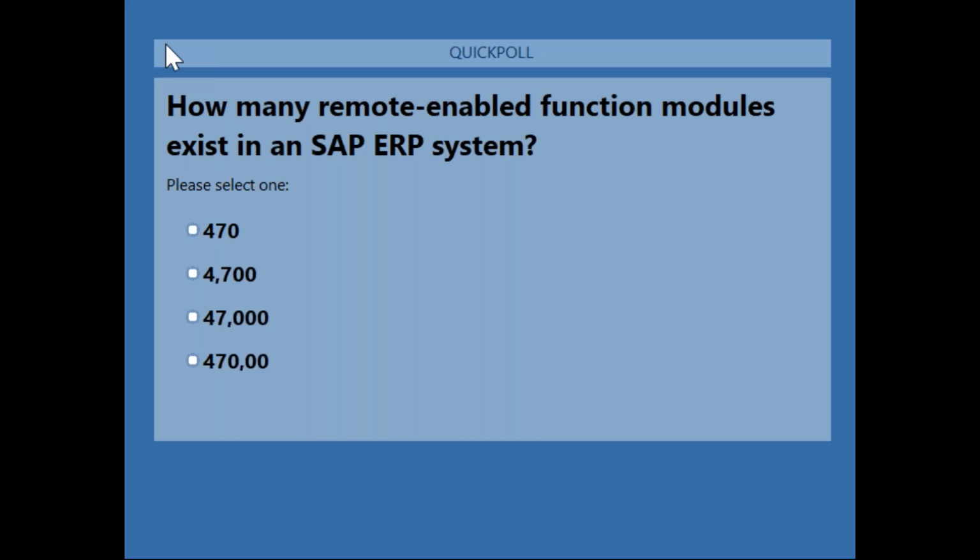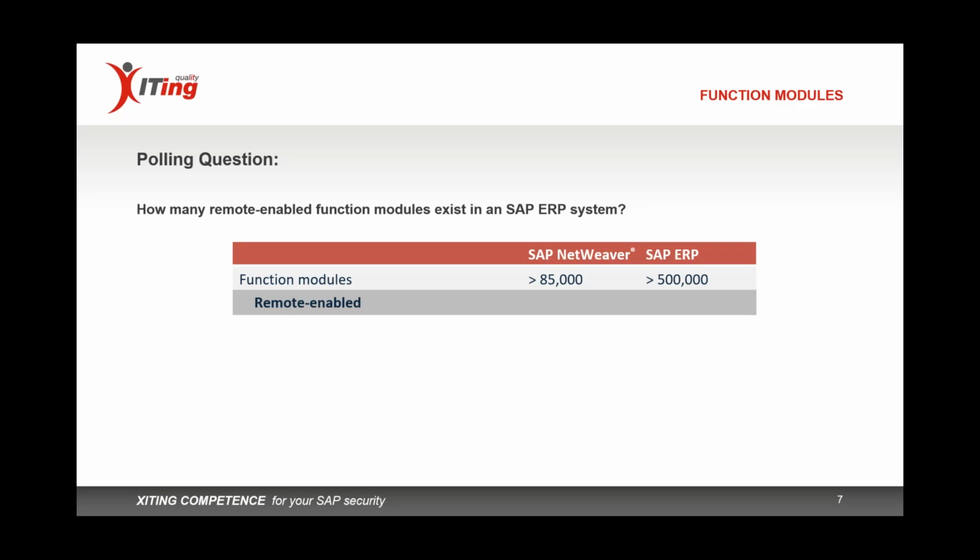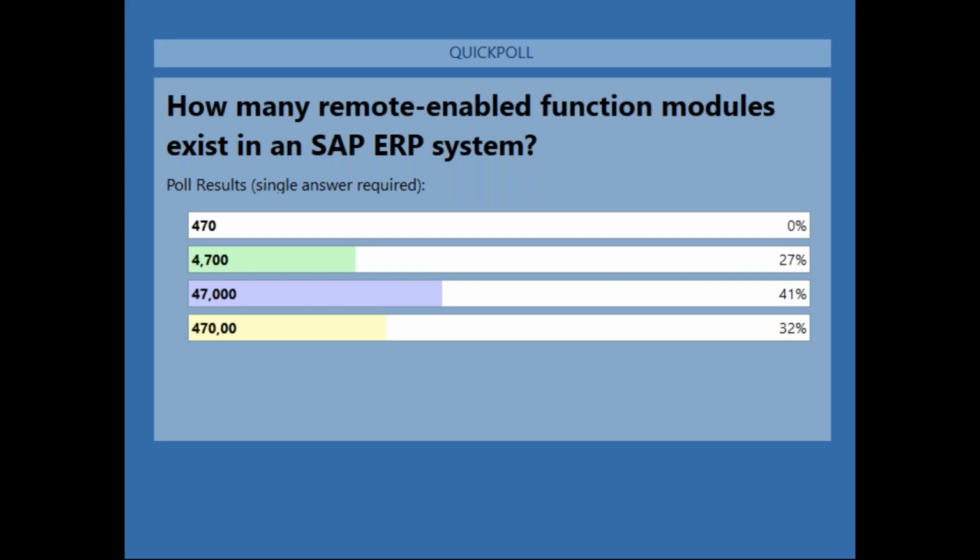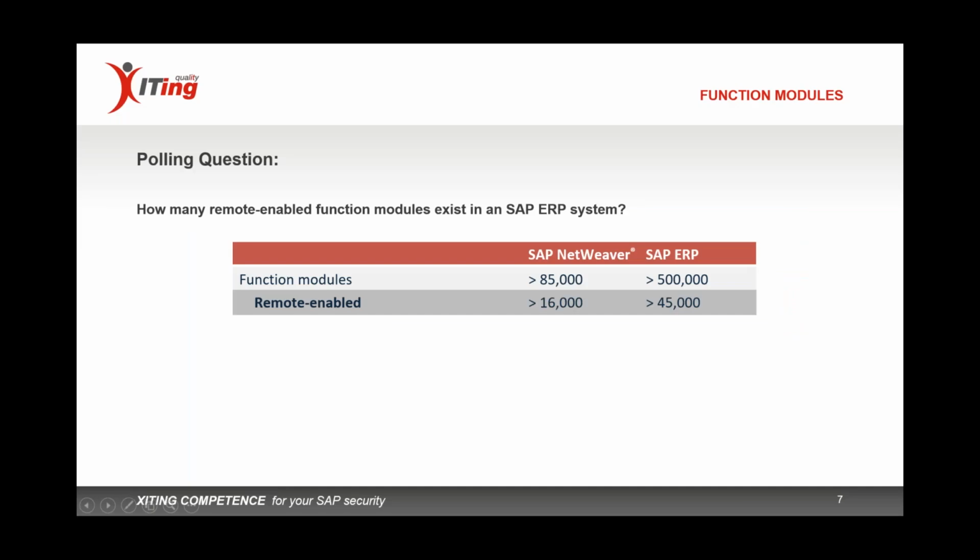So the tendency goes pretty high. A lot of people think it's 47,000 or 407,000. To be exact, let me just jump here on the slide. On the ABAP stack itself, there are more than 16,000 remote enabled function modules available. When we look into an ERP, it's more than 45,000. So I just put 47,000 in the polling.